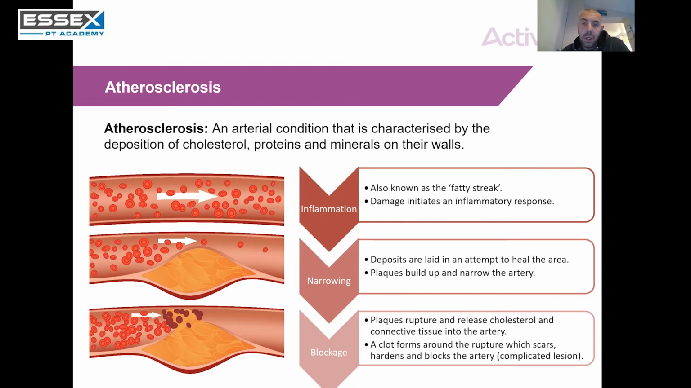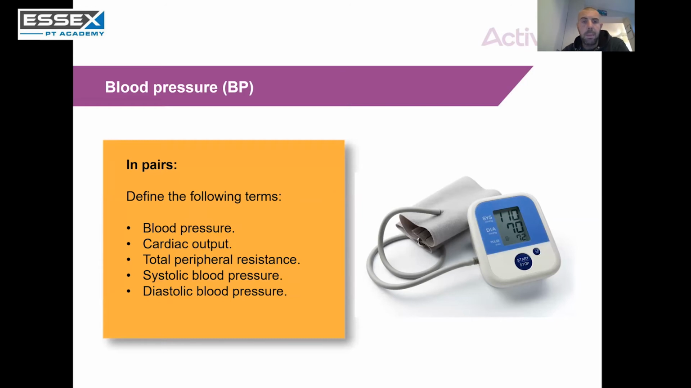So inflammation, also known as the fatty streak, damages the artery and initiates an inflammatory response, which is what we have with all injuries. Anytime you get injured, you're going to get an inflammatory response as your instant response. That's there generally in the body to protect it, for example if it's in a joint, to stop you moving it too much. But obviously in this situation, not great in our arteries. The deposits are laid down in an attempt to heal the area. Plaque builds up and narrows the artery. Then, like I say, plaque ruptures and releases cholesterol and connective tissue into the artery, and a clot forms, which scars, hardens, and could cause a blockage. So that's arteriosclerosis.